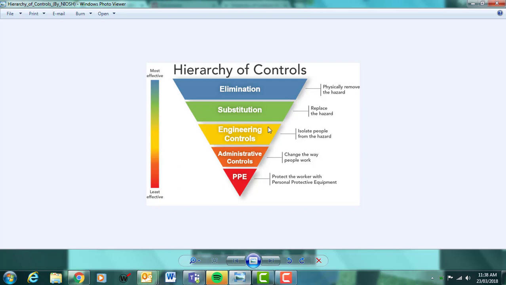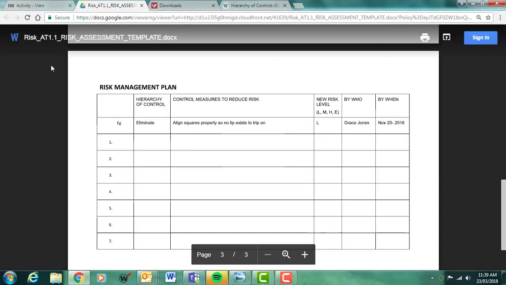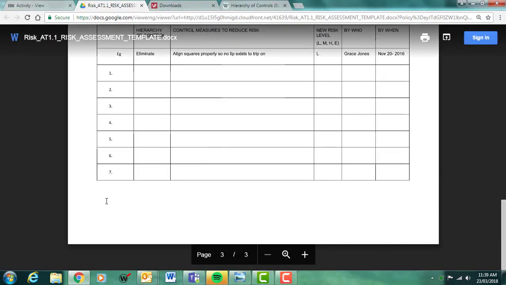In that same example, elimination is going to be the best thing that we can do. And the simplest way to do that is to make sure that all the squares are aligned so it doesn't become a tripping hazard. We could also look at substituting it by changing the flooring, but we've also got to look at what is more cost effective as well. Down the bottom of this is where they can write in the next section.